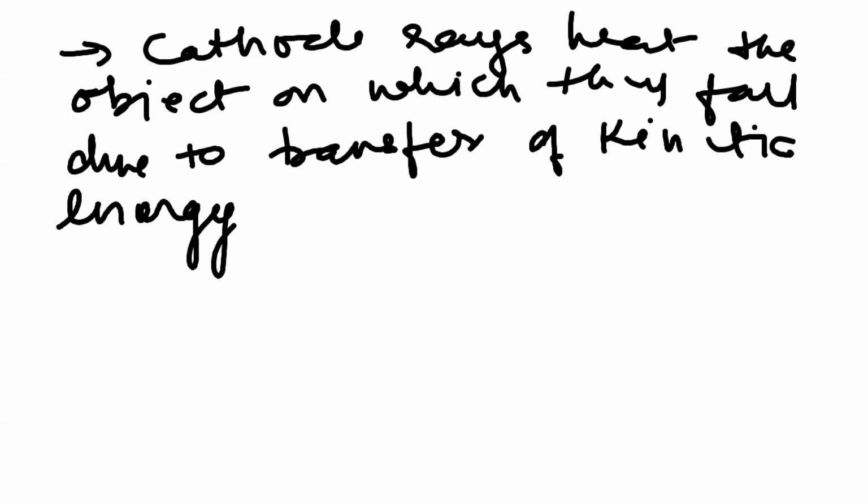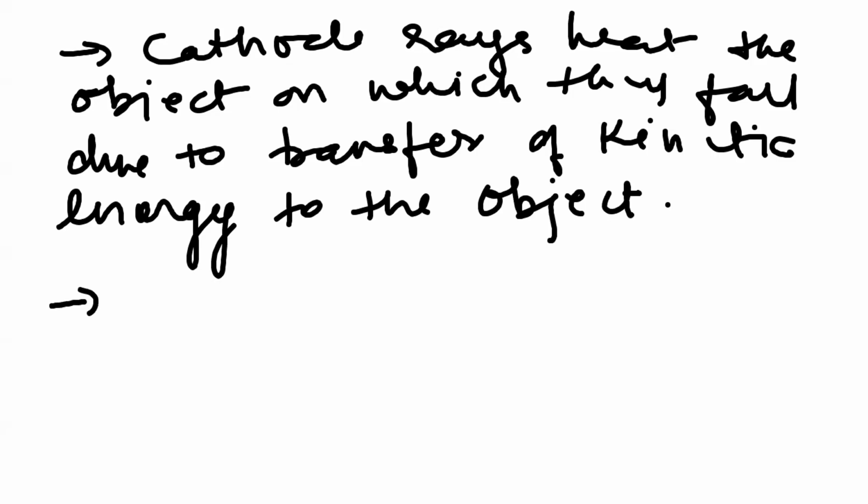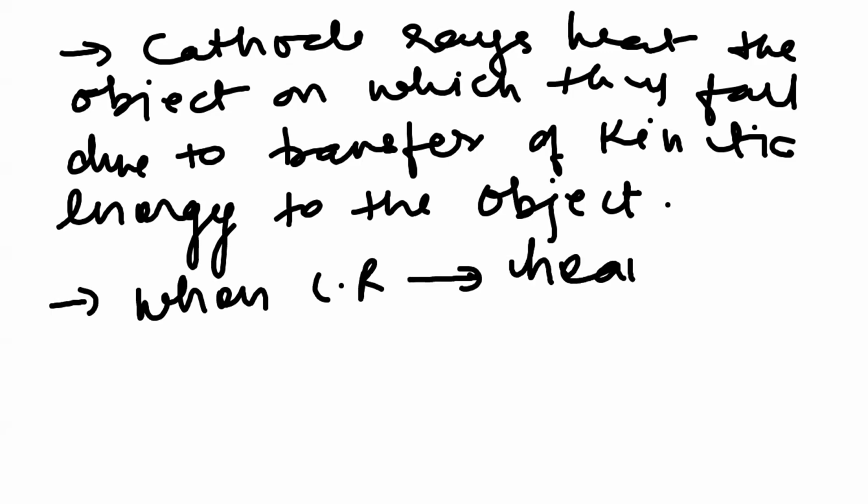Due to transfer of kinetic energy to the object. So now, very important. When cathode rays fall on heavy objects, what do they do? Or you can say, when cathode rays fall on heavy metals, what are heavy metals? Like lead. What do they do? X-rays are produced.